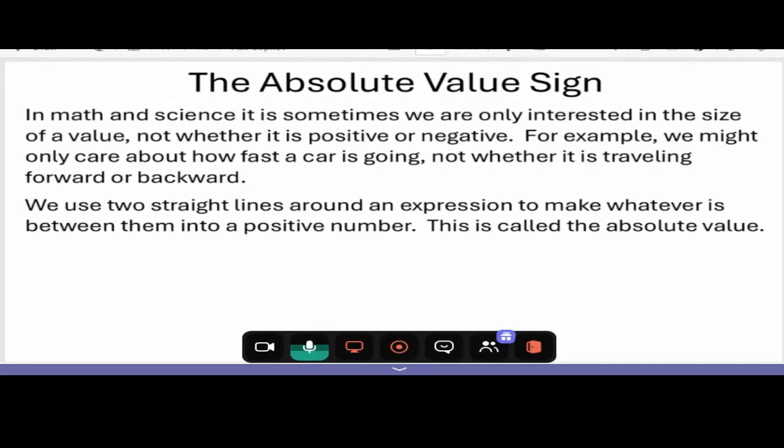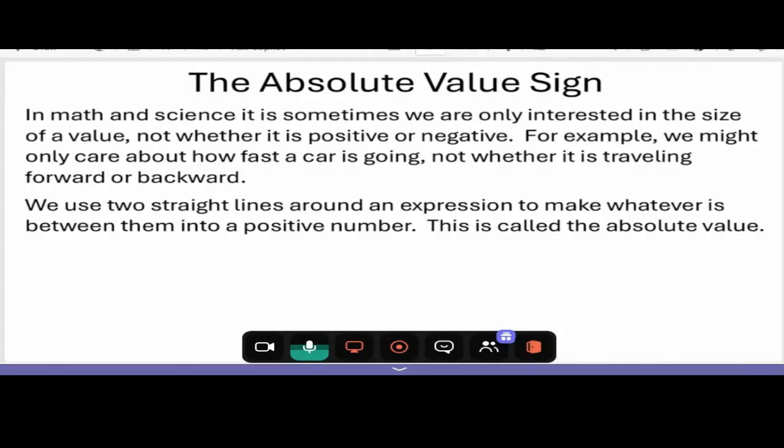So why do we have this thing even in the first place? It turns out that often when you're doing math and science, especially science, there's situations where all we really care about is the size of something, not whether it's positive or negative. So, for example, if you have a car and you're driving forwards or backwards, north or south on the highway, and maybe we only care about how fast your car is going, not whether it's going in the positive direction or the negative direction. That's kind of a physics example where this would come up.